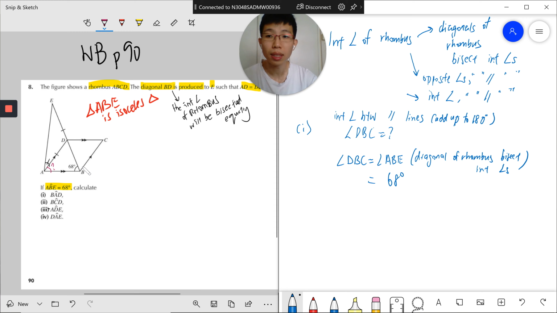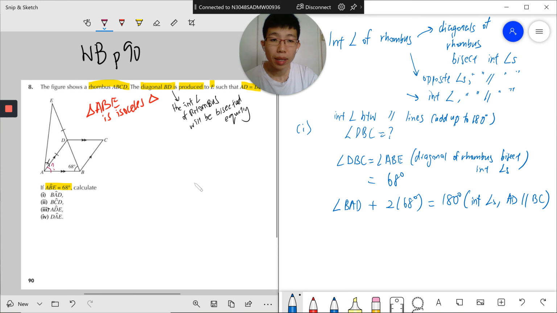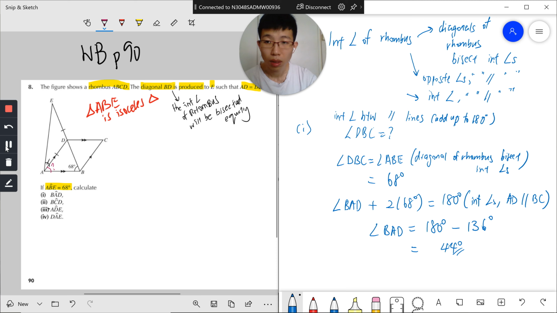We can use the interior angle between parallel lines. AD is parallel to BC. That's why the interior angle DAB plus interior angle ABC, which make up two angles here, add up to 180 degrees. So now we just need to find angle BAD by subtracting both sides of the equation by 2 times 68. So there we go. We have found our part 1 answer.